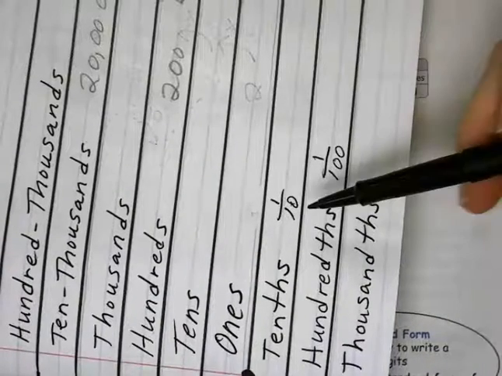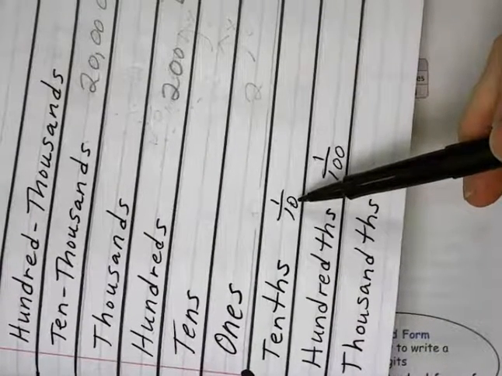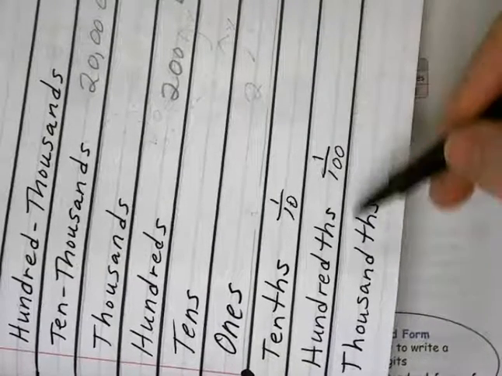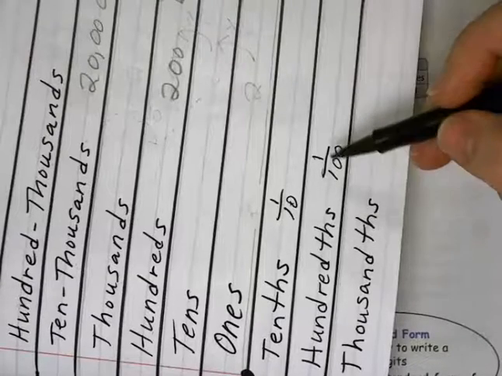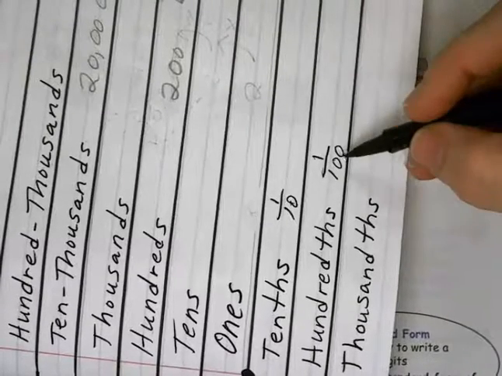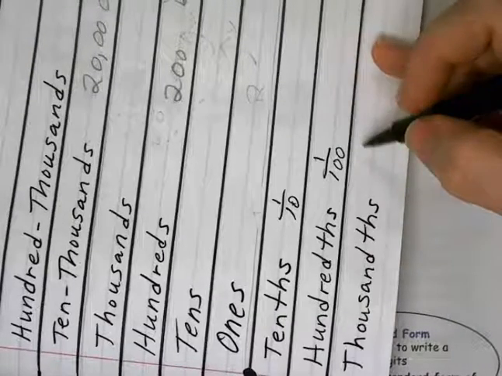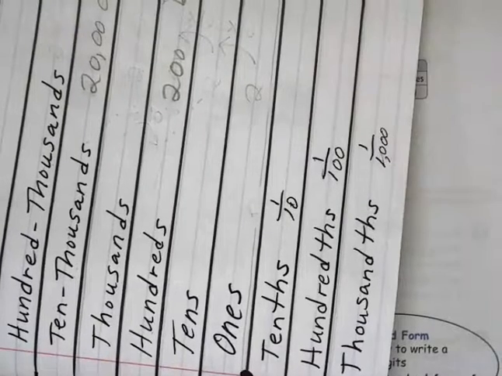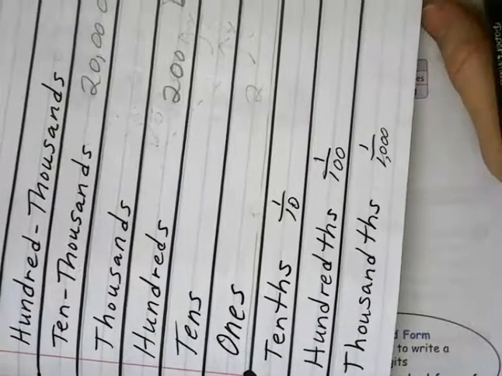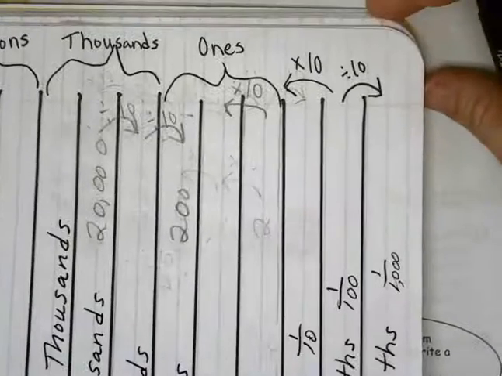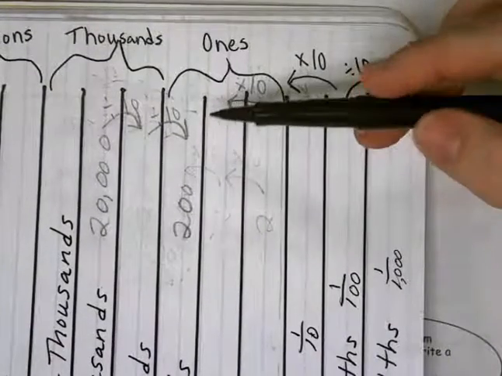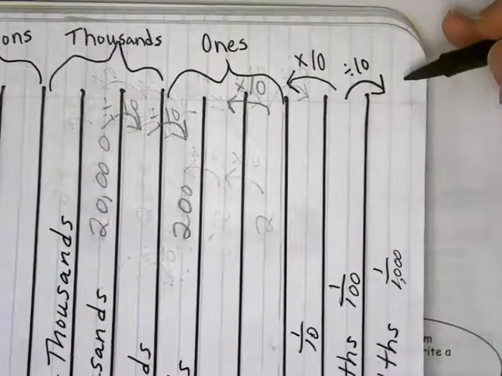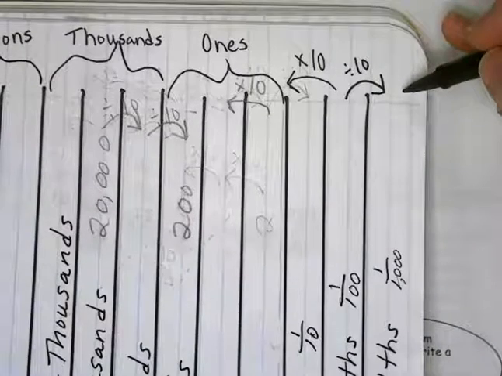I like to think of it as money. This is a dime, 10 cents out of $1, or 1 out of 10. And these are like pennies. Hundredths are like 1 cent, 1 penny out of 100. That equals one whole dollar, and so on. Okay. Thousandths, obviously 1 out of 1,000. But the main point I wanted to get across is that as the numbers are going to the left, they're getting bigger, so we're multiplying. And when they're going to the right, they're getting smaller, so you're dividing.